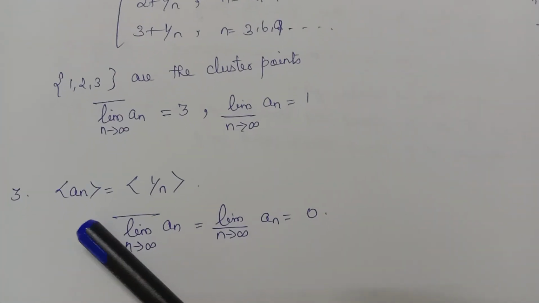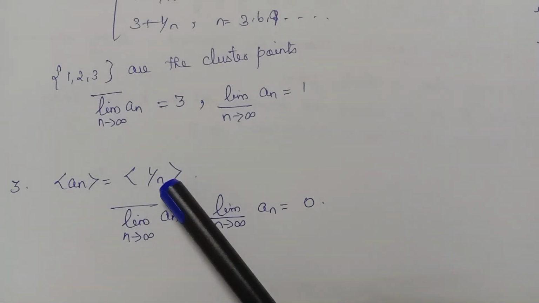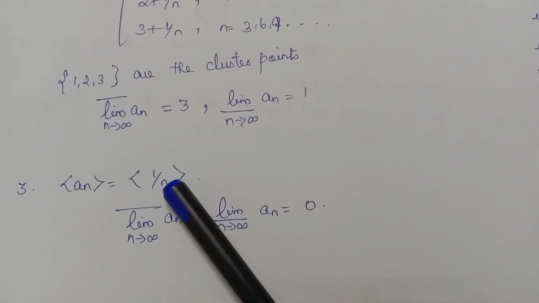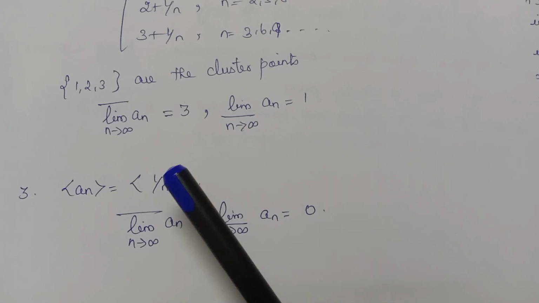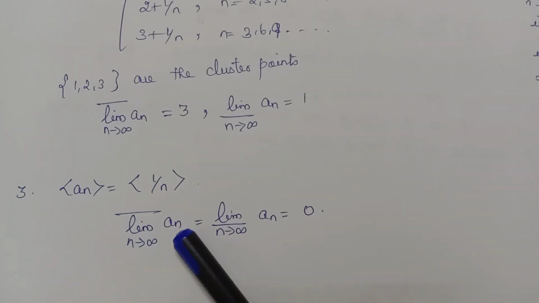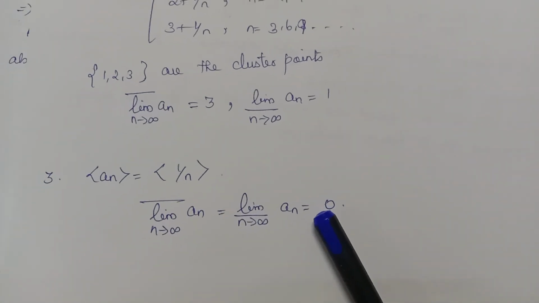And again, the same sequence a_n equal to 1/n. We know this is a convergent sequence and it converges to 0. So both limit superior and limit inferior are equal to the limit of the sequence.